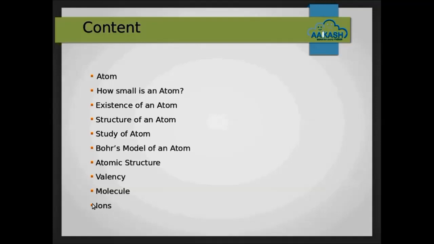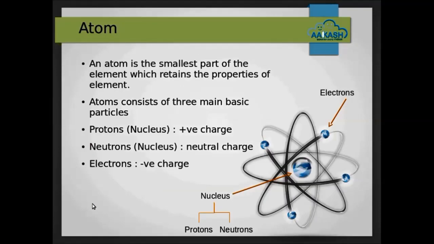So let's get started. What is an atom? An atom is the smallest unit of any element. It is the smallest part of the element which retains the properties of the element. It consists of a nucleus which in turn consists of protons and neutrons. It also contains electrons which revolve around the nucleus in circular orbits. Protons are positively charged, neutrons do not have any charge, and electrons are negatively charged.